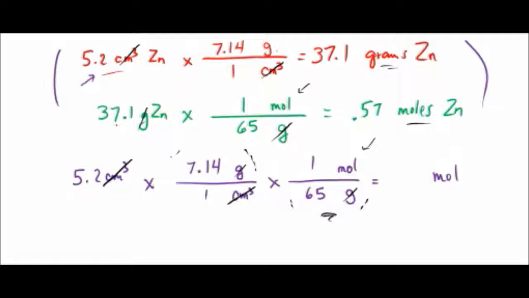So punch a few buttons. Punching buttons on my calculator: 5.2 times 7.14 divided by 65 gets me an answer of 0.57 moles of zinc. Same answer as before, so the Texas two-step hasn't done anything new, but it may be convenient for you. You'll have to decide whether you want to use this method.